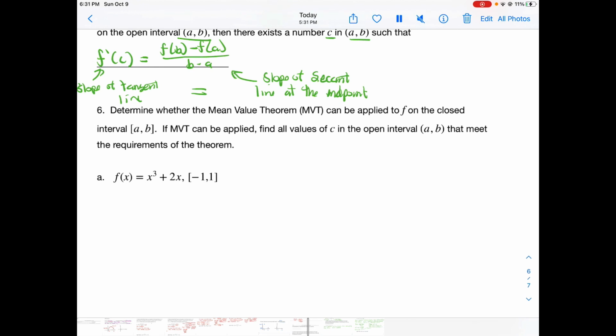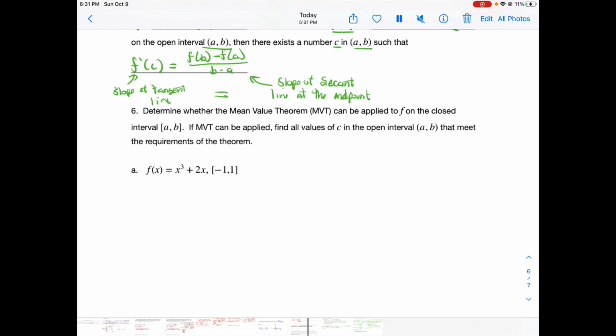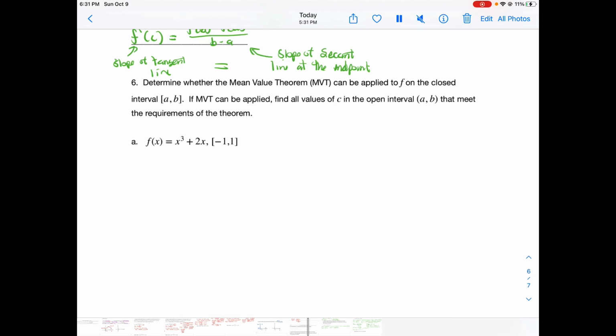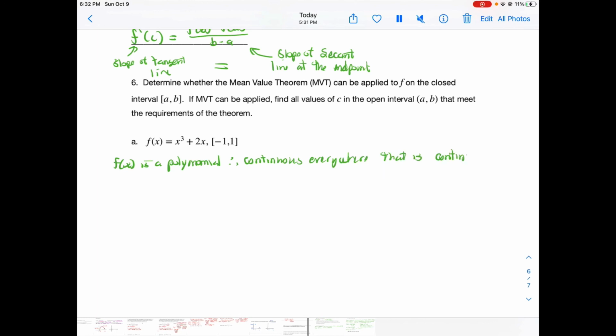So in this example, we determine whether the mean value theorem applies. The only two conditions are that the function must be continuous on the closed interval from a to b and differentiable on the open interval. If the mean value theorem can be applied, we're going to find all values of c on the open interval that meet the requirements of the theorem. So f of x in this case is a polynomial. We know a polynomial is continuous everywhere. So therefore, we can say it's continuous on the closed interval from -1 to 1. So it meets our first requirement of the mean value theorem.